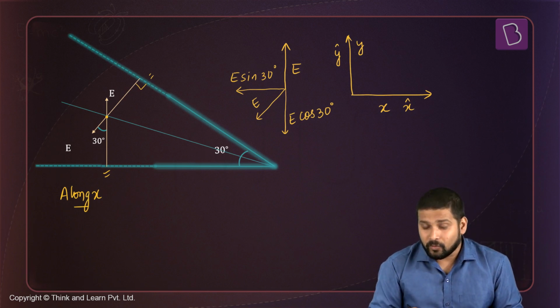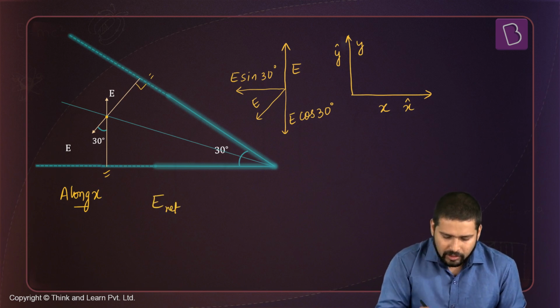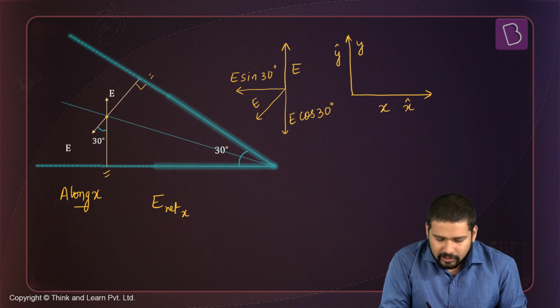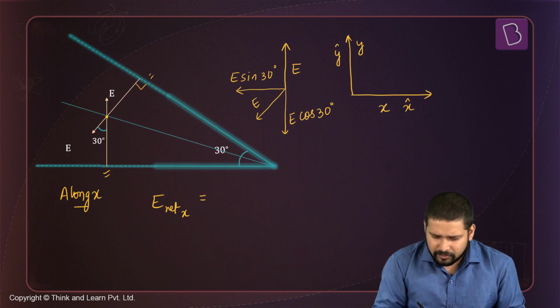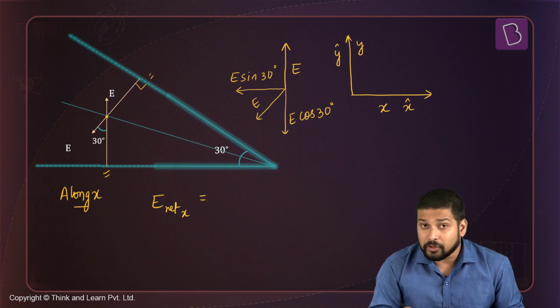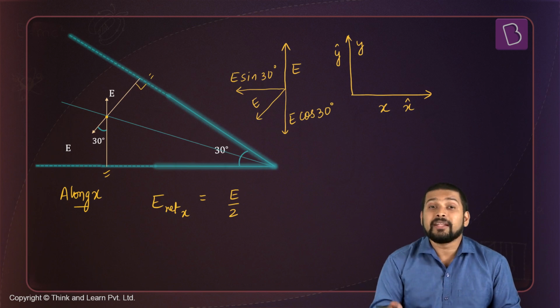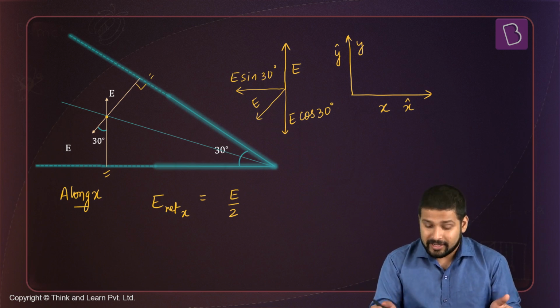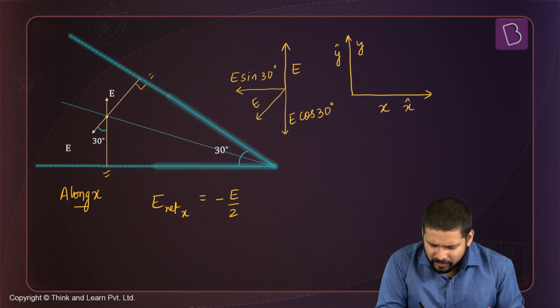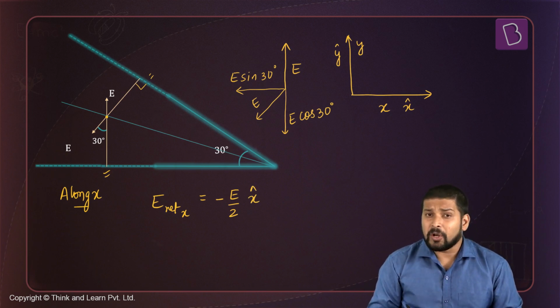Along x direction, what do we get? We have E net along x is going to be equal to E sine 30. The value of sine 30 is 1 by 2. So we are going to get this as E by 2, but this is negative x, right? So we are going to get this as minus x cap. So let me put a minus over here and x cap. So this is what you get along x.